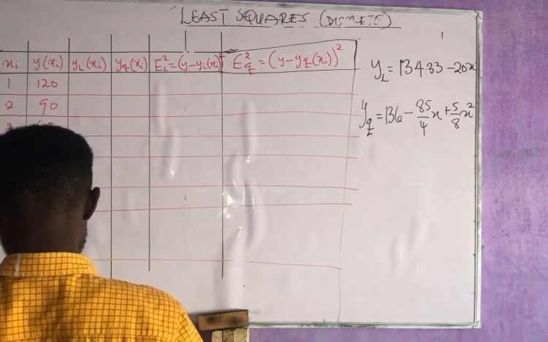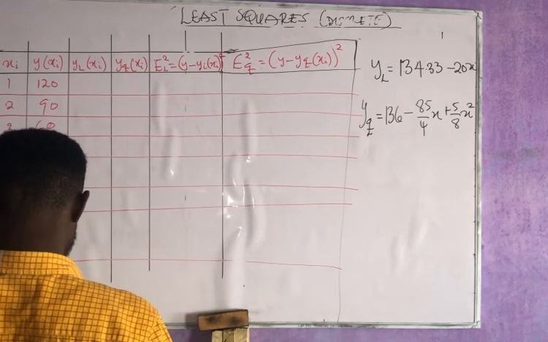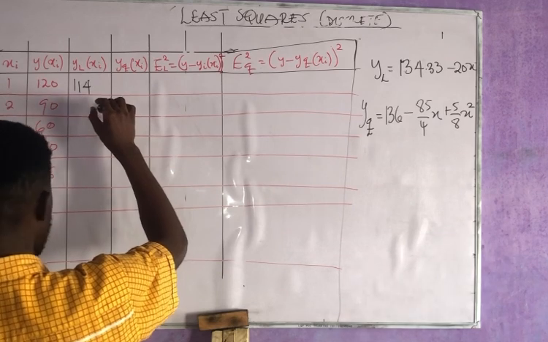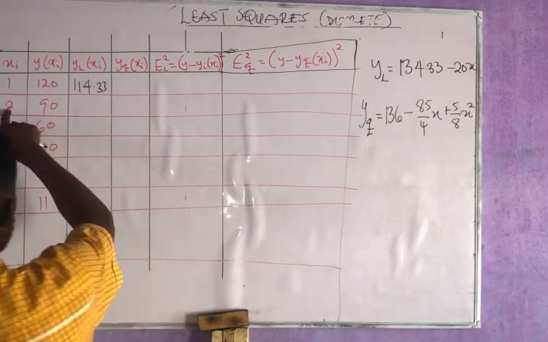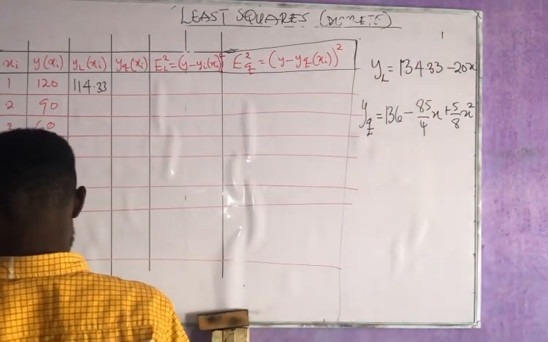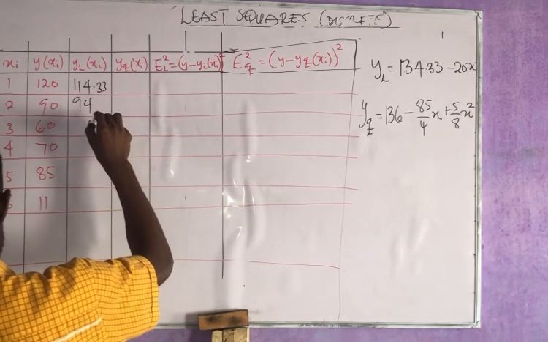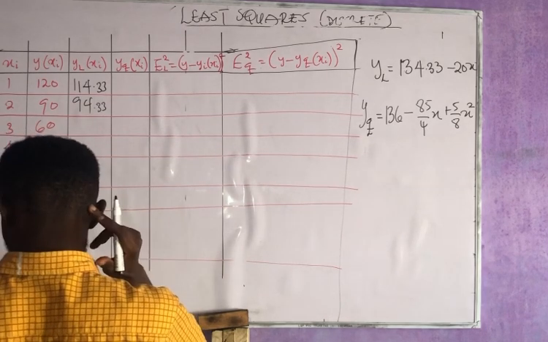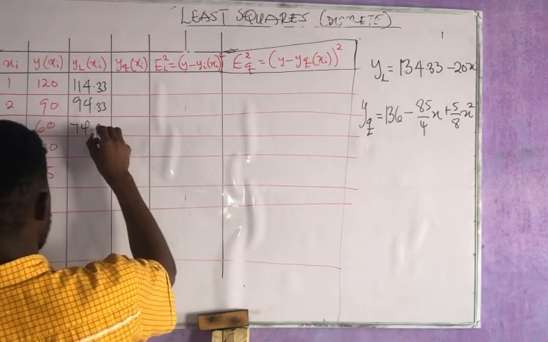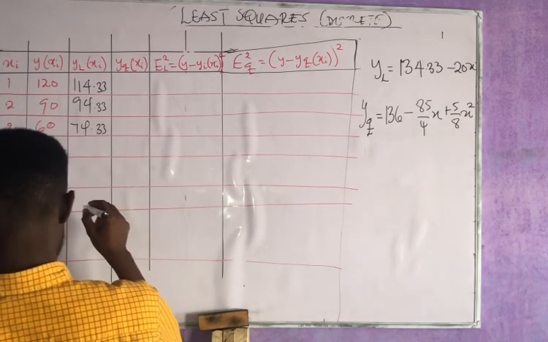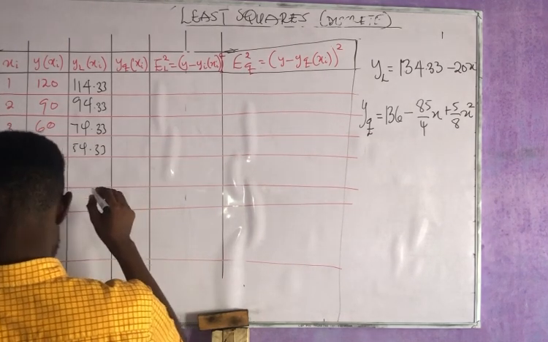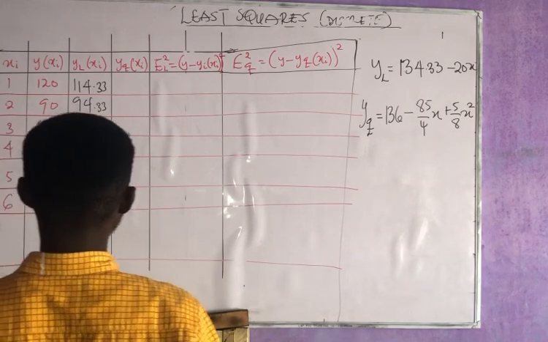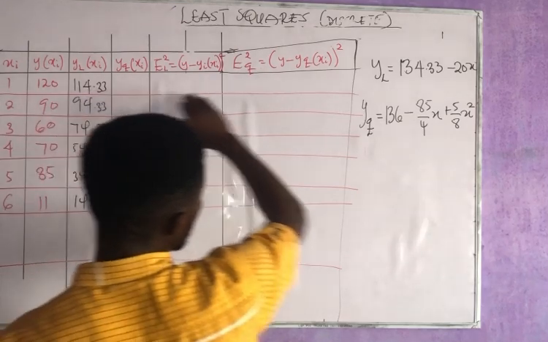So if I do that, the first one you have 114.33. Then you substitute the 2 into this, and that gives you 94.33. Then you put 3 there, and you have 74.33. You also have 54.33, 34.33, 14.33.